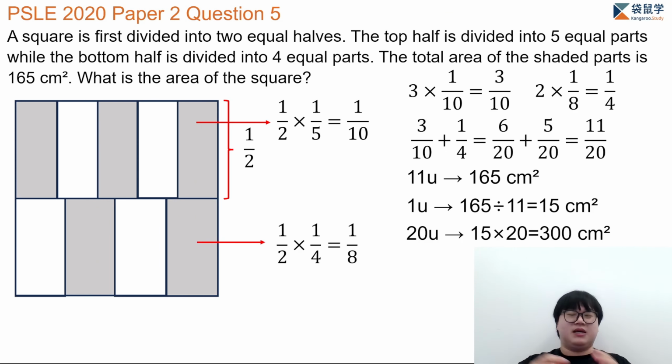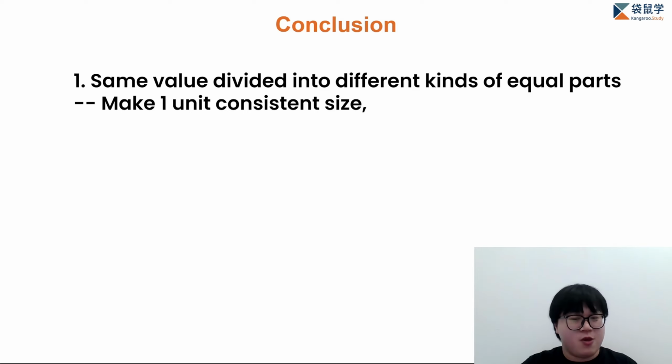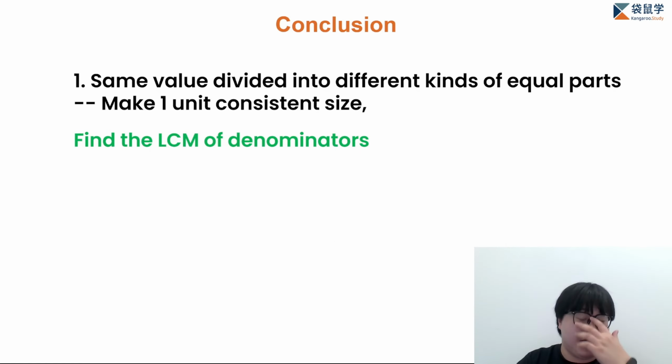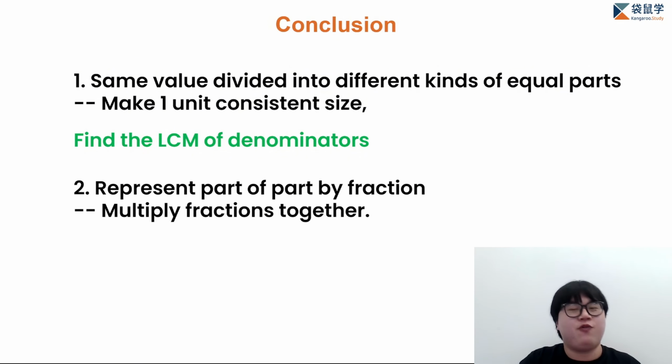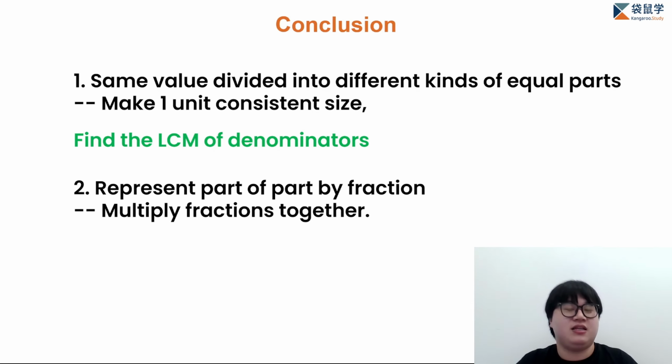So after these two methods, we have learned two very important things. Let's make a conclusion. First, if we have the same value that can be divided into different kinds of equal parts, then what we should do is make 1 unit a consistent size. And how to do this? We have mentioned we should find the LCM of the denominators. And then the second conclusion is, if we want to represent part of a part by a fraction, then remember we multiply the parts' fractions together. Then we can find the final fraction. So this is the conclusion we can learn from this question.